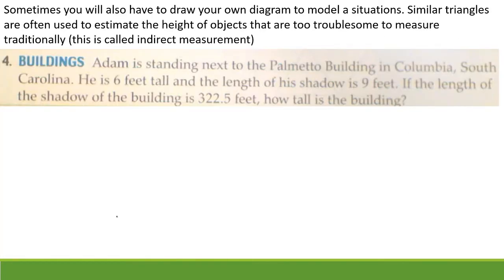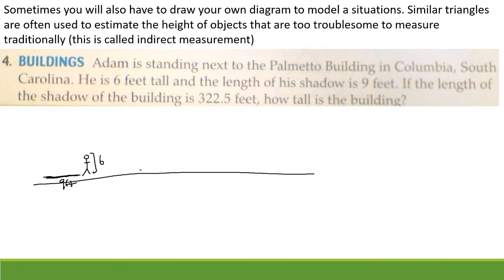So other times we'll often have to draw our own diagram. So that might just give us a description and we have to draw it ourselves. So Adam is standing next to a building. Adam is 6 feet tall, so let's draw a ground here. Adam is 6 feet tall and the length of his shadow is 9 feet. Let's draw that real quick. So Adam's right here. He is 6 feet tall and his shadow is 9 feet. So 9 feet.